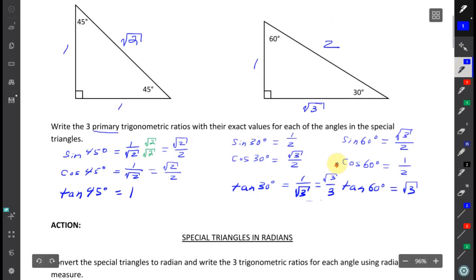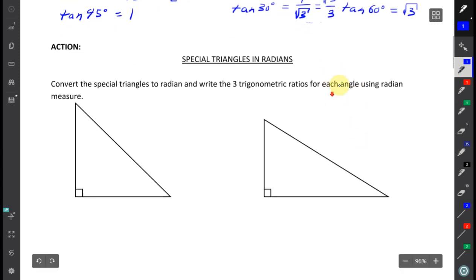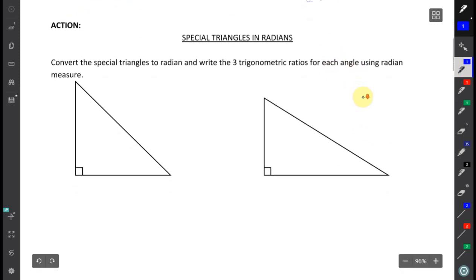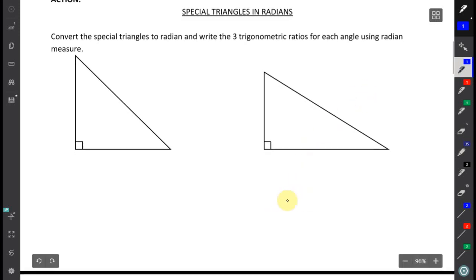Now what I want you to do is take these same triangles and duplicate what we just did up above in radians. And as in the past, I would suggest that you stop right now with the video and go ahead and see if you can fill these in on your own. So what you want to do is the same triangles as above, only the angles will be in radians.